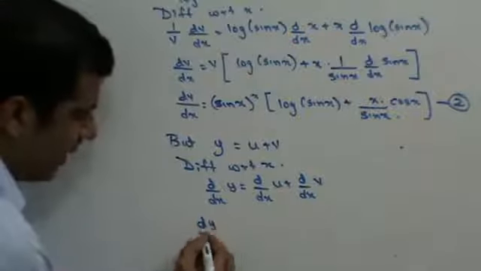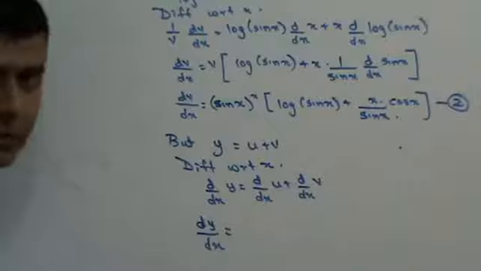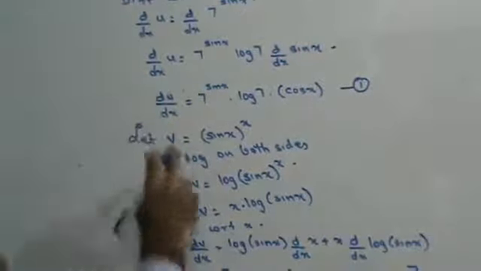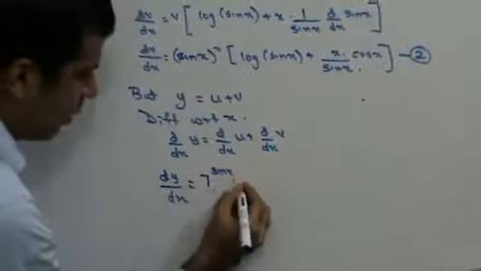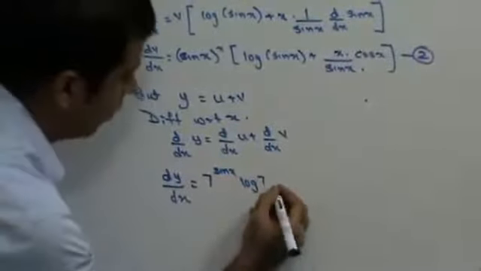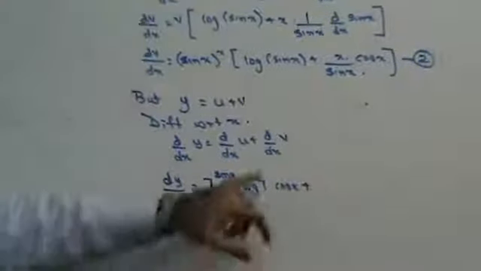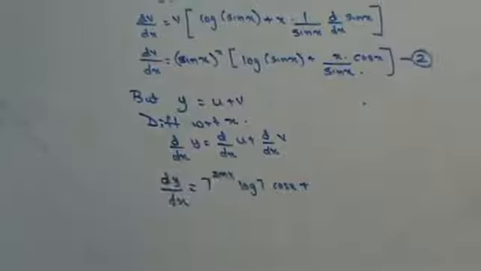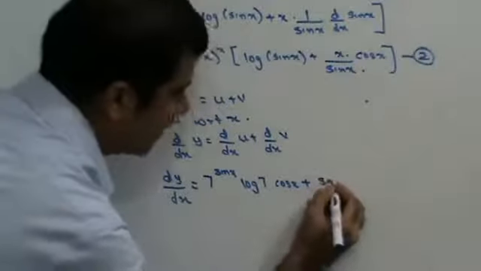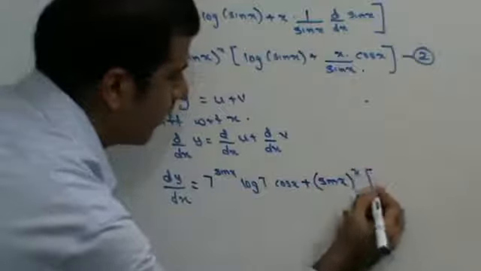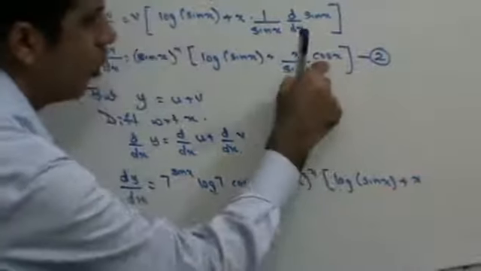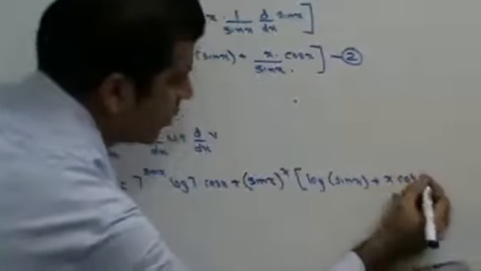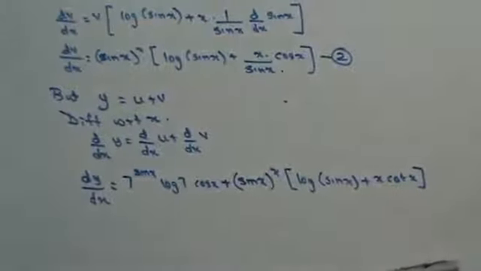Substitute the values, so you will get dy/dx. From equation 1, I can get the value of du/dx, so I am going to substitute from equation 1: 7 raised to sin x log 7 cos x, plus dv/dx, which I can get from equation 2. So my equation 2 says sin x raised to x (log sin x plus x cos x upon sin x, which can be written as cot x). This is going to be your final answer.